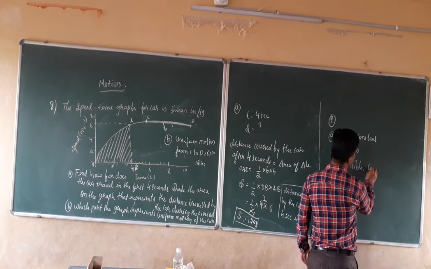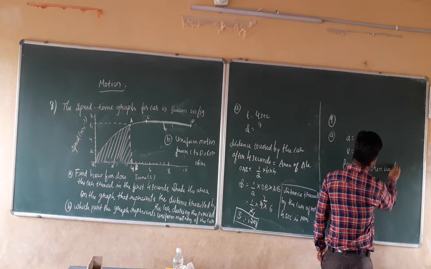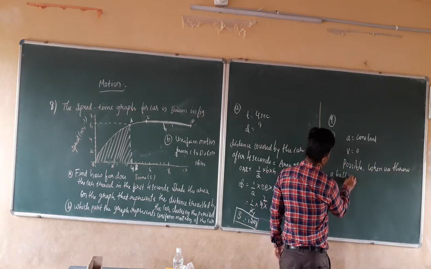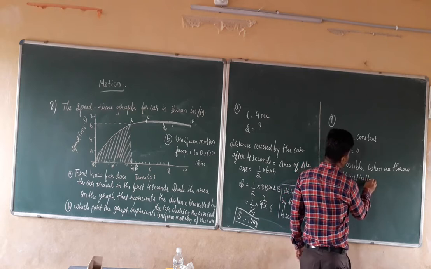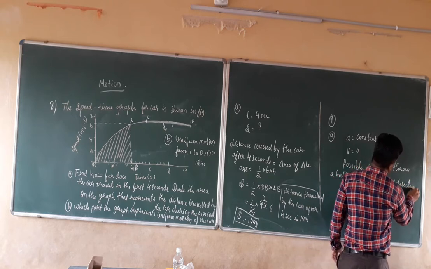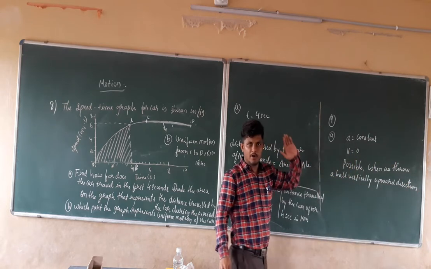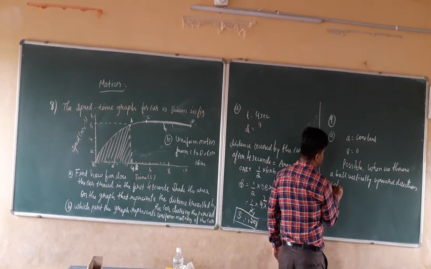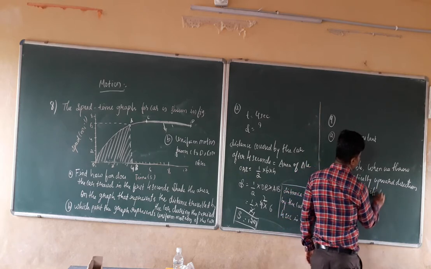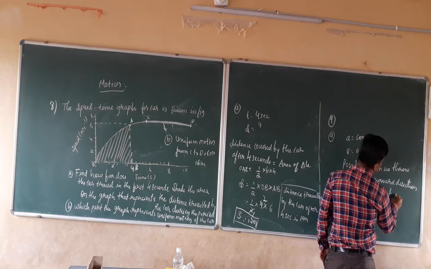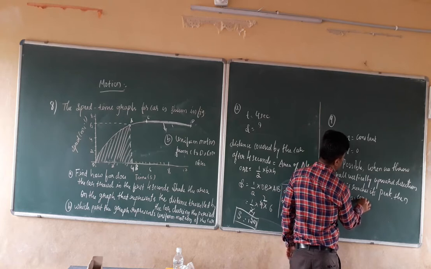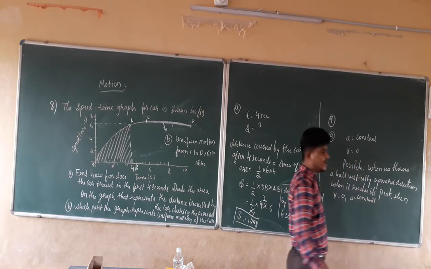When is it possible? When we throw a ball vertically upward, when it reaches its peak, then its velocity will be zero and acceleration will be constant.